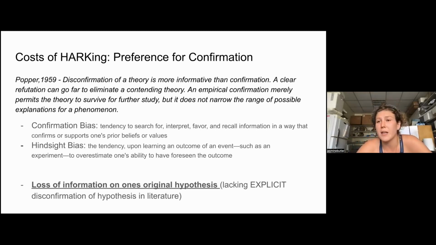So I do think there is a really important place for disconfirmation. And the two biases that I think are important to keep in mind here is, again, the hindsight bias and the confirmation bias, realizing that we are likely to, once we see the results, have a different perception of what we might have thought was going to be happening. So this is going to end up with a loss of information on one's initial hypothesis. Again, we're lacking explicit disconfirmation of hypotheses.